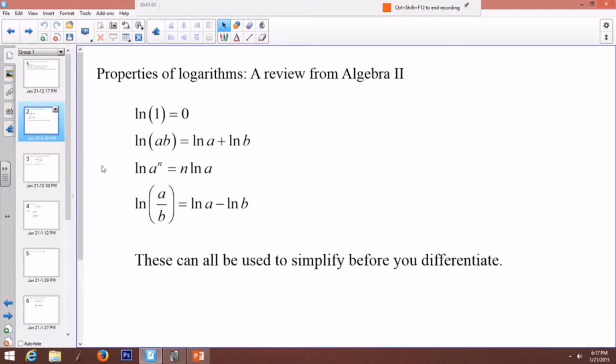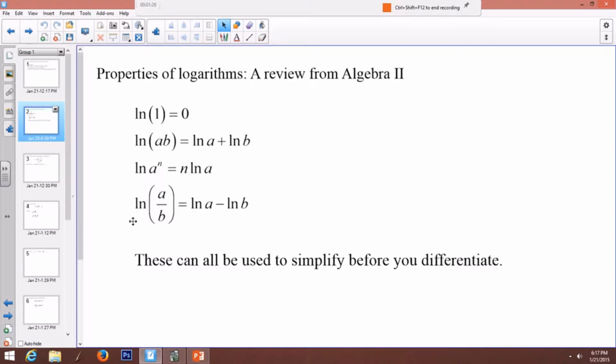This is a review from Algebra 2. Remember that the logarithm of 1 is always equal to 0. If you have the logarithm of a product of two values, you can separate that product into the sum of two logarithms. The big one that we used in Algebra 2 and pre-calculus was, if you take the logarithm of an exponential function, you can take that exponent and bring it down front, which is what we did there.